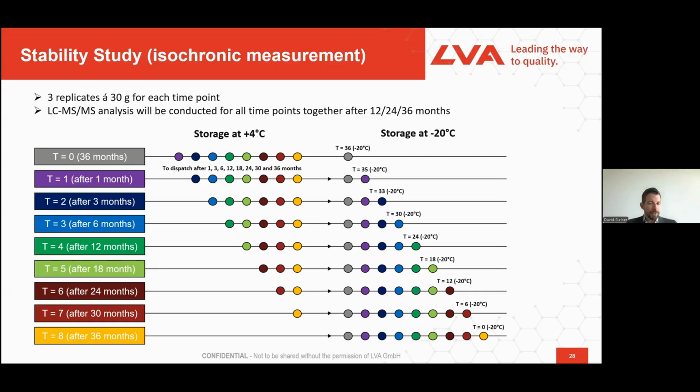The LC-MS analysis is then performed in an isochronous design, meaning that all time points are analyzed together after 12, 24, and 36 months. So this approach ensures a very reliable assessment of potential changes over time and is fully aligned with the procedures we also apply, for example, for our accredited reference standards.